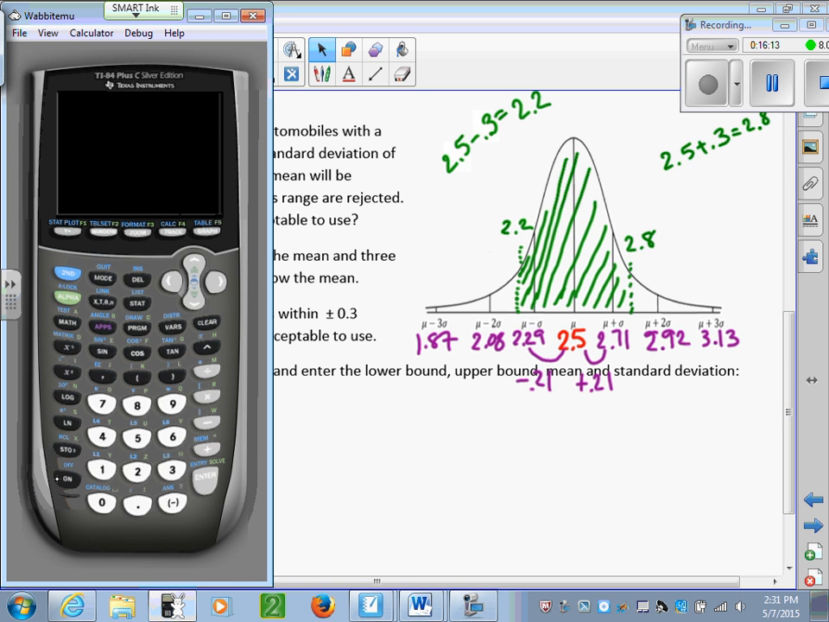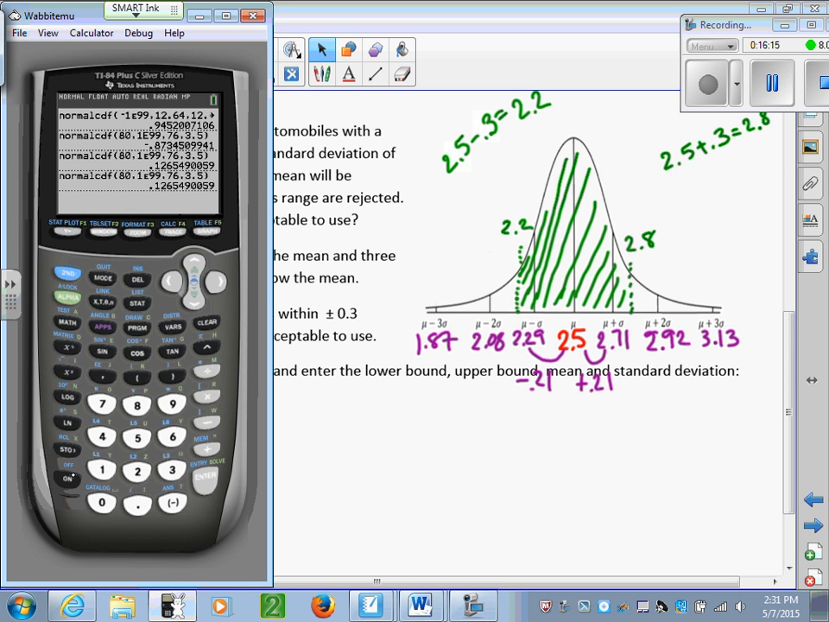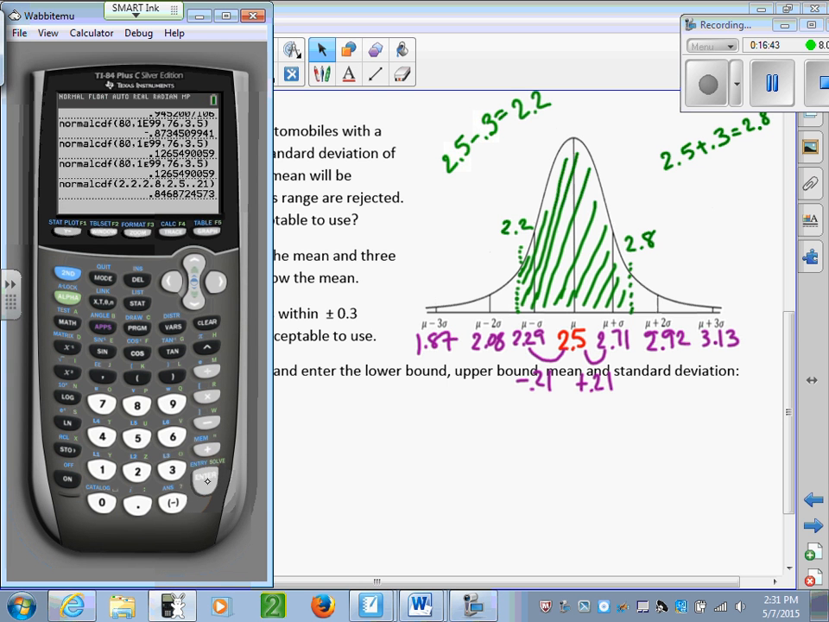And go to NormalCDF, which is second vars number 2. Now my lower bound is 2.2. Okay, and my upper bound is 2.8. My mean is 2.5, which was given to me. My standard deviation is 0.21, which was also given to me. All right, so let's calculate. 84.68, so 84.69%.